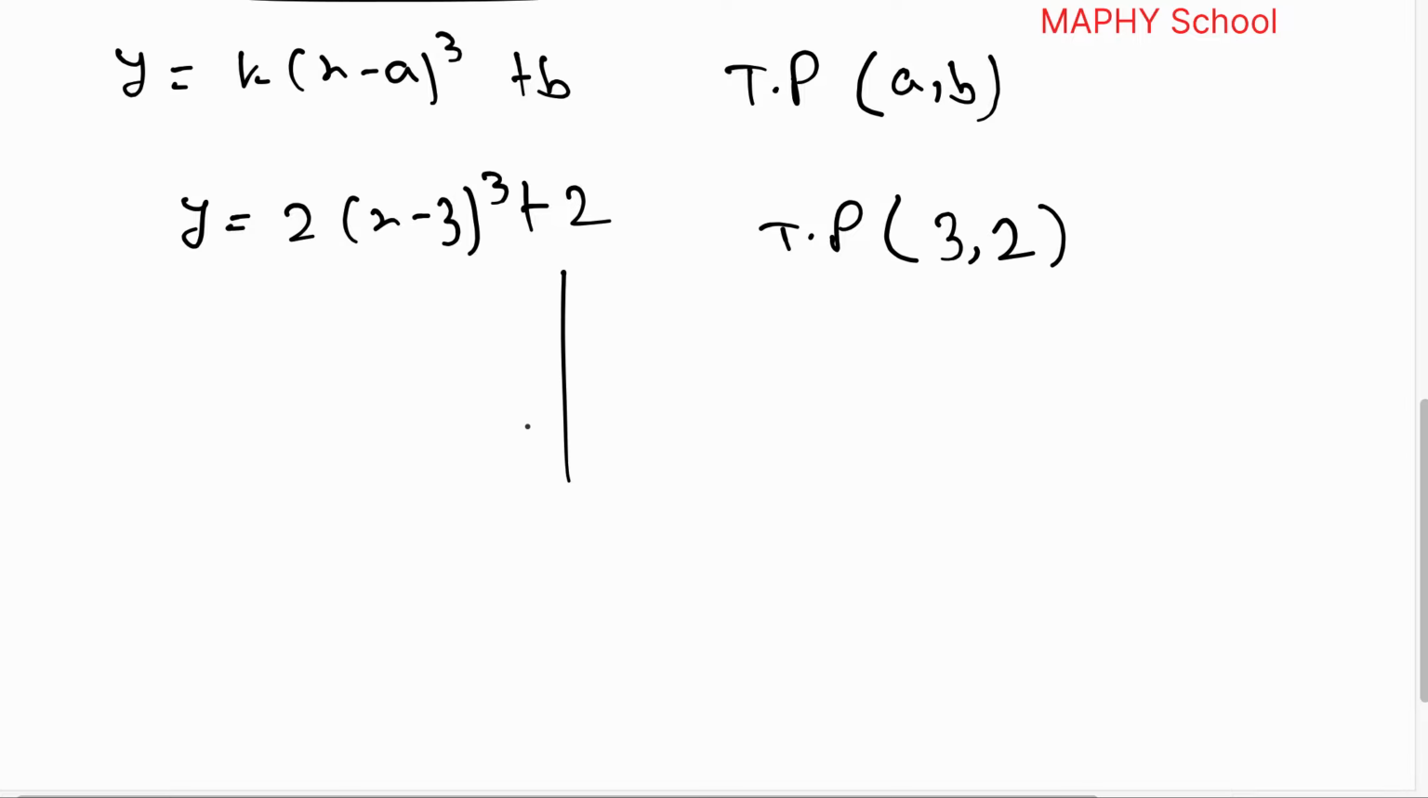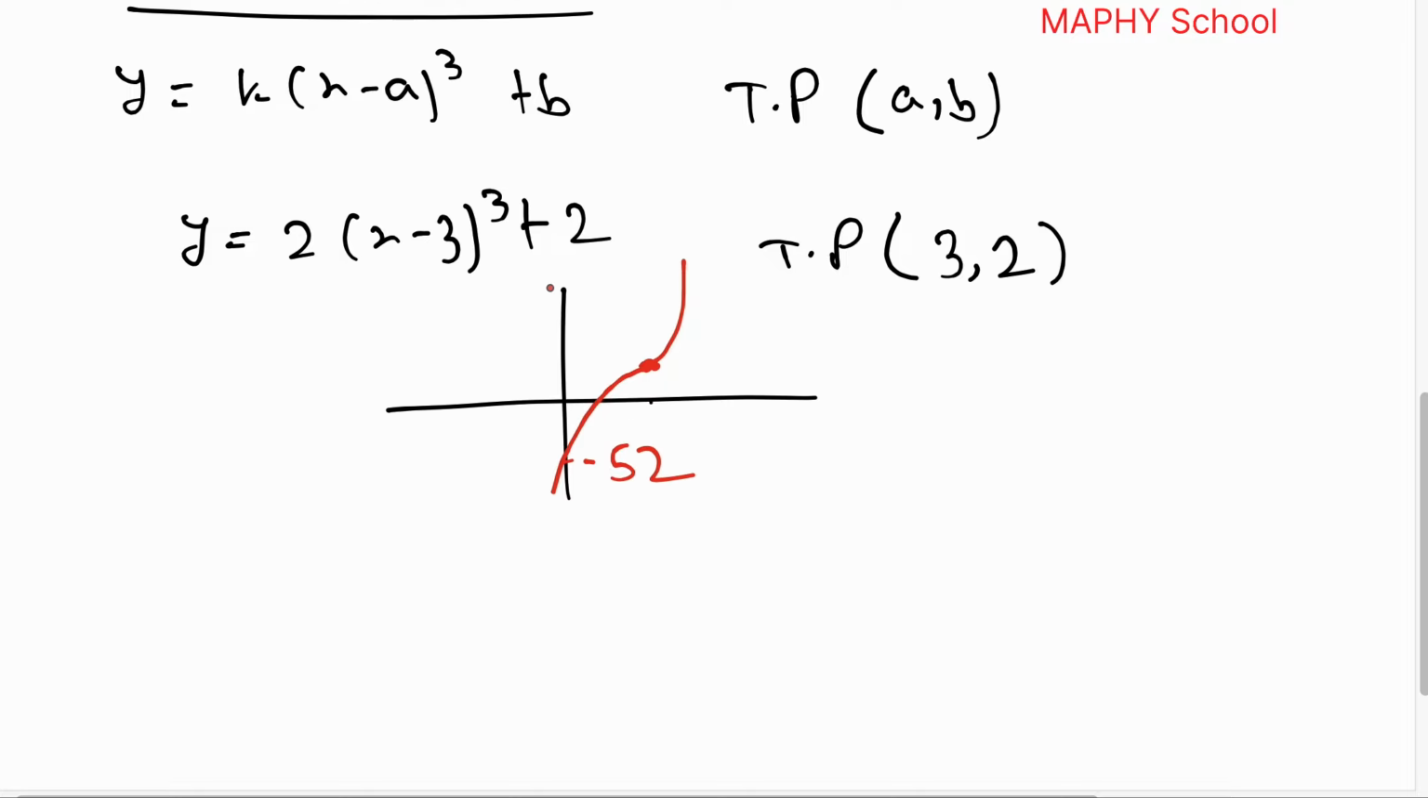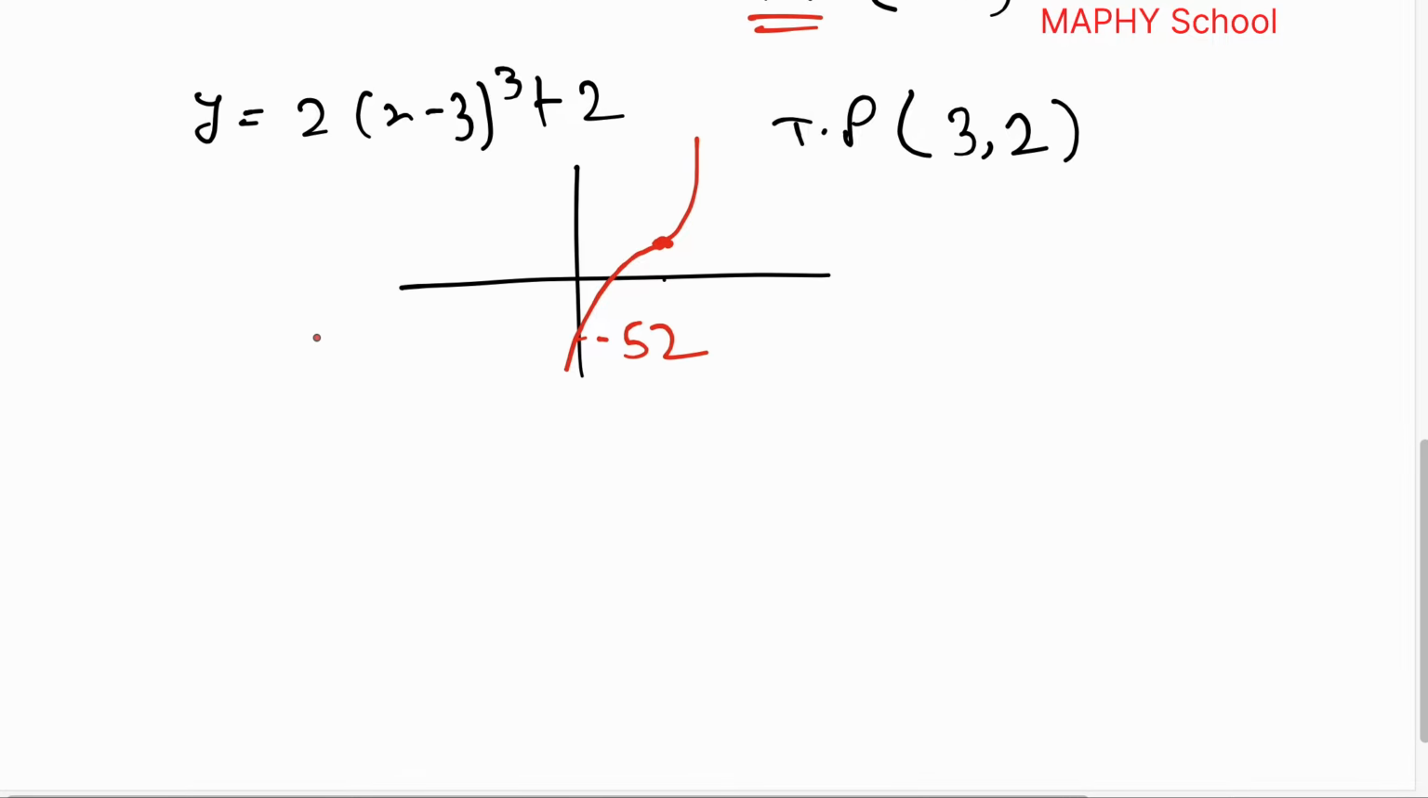So this turning point is basically the point of inflection, (3, 2). So our curve would be like this. This point is the point of inflection, and the cutting point on the y coordinate is 2(0 minus 3) whole cubed plus 2, that is minus 52. Okay, so I think you got it. This point is basically called the point of inflection.